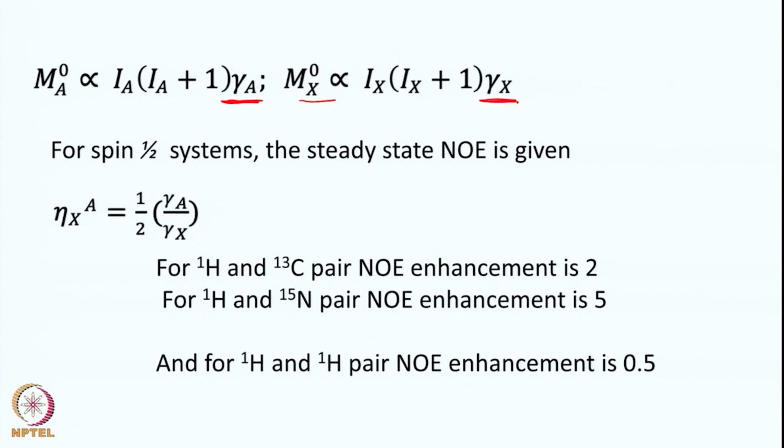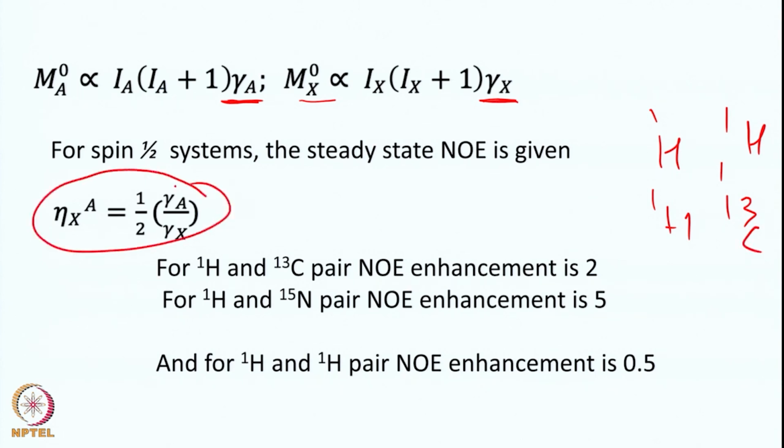So, for a half spin system, suppose it is proton-proton or proton-carbon, the NOE enhancement will be half gamma A by gamma X. For a carbon-proton NOE pair, the enhancement is 2. Why? Because the gamma of proton is 4 times more than the carbon, so this will be 4 divided by 2, that is 2. For nitrogen, this will be half times 10 by 1, that is 5, and for proton-proton, because both spins are now proton, 1 divided by 1 multiplied with half, that is 0.5.